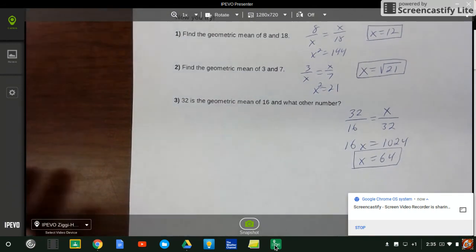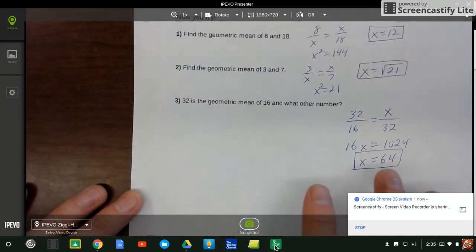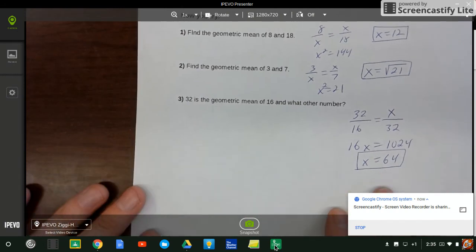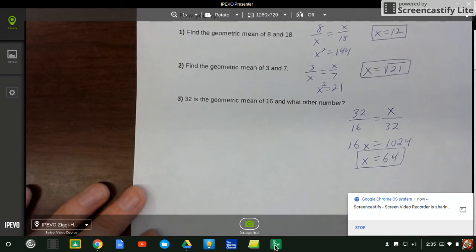Okay. Now we're going to use this tomorrow in class, so make sure you have a good idea of this. If you need to watch this again and do these problems again, do it again. Or if you need to read up on what the geometric mean is, Google that and read it up. Okay? Have a good night. I will see you tomorrow.